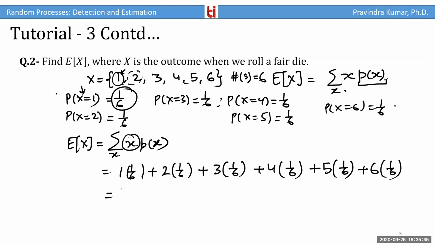So you get 7 by 2. So the average value is 7 by 2. This means if you do the same experiment very many times, then on average you will get 3 or 4, in between 3 and 4. On average, you will get this type of value.